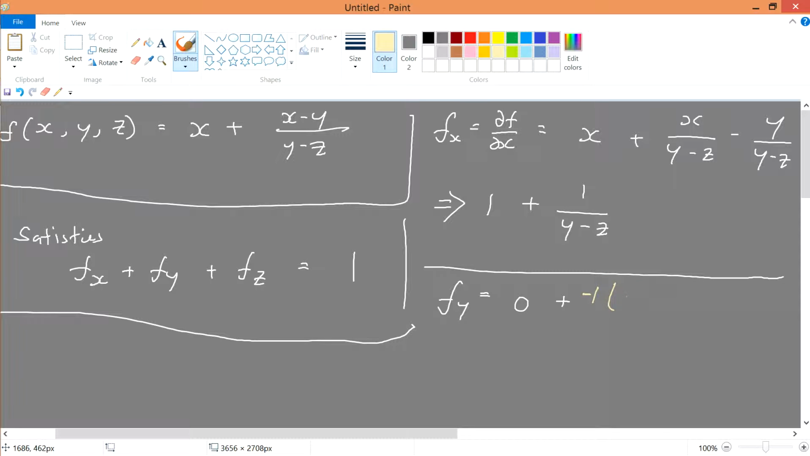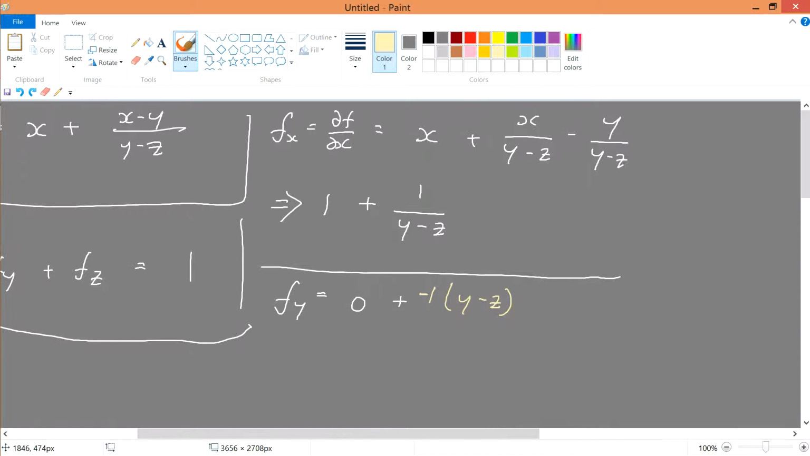And then I keep the denominator. I really believe that you know what I'm doing right now. I'm doing the quotient rule, minus away. Now I differentiate the bottom in terms of y. So I have 1, and then I keep the top, x minus y, and then the bottom, y minus z squared. And this is what you get after you differentiate for y.